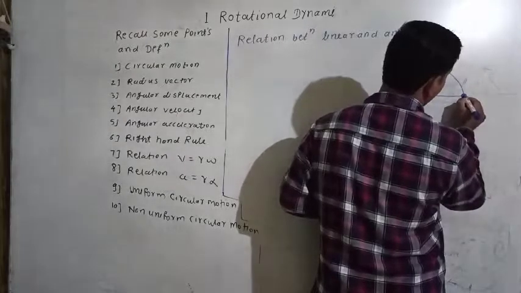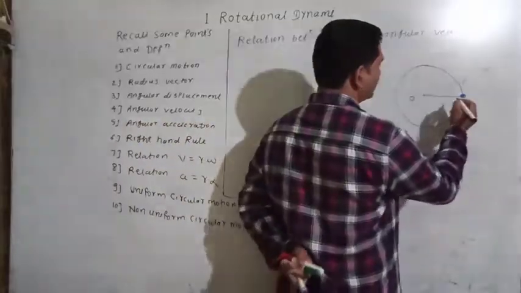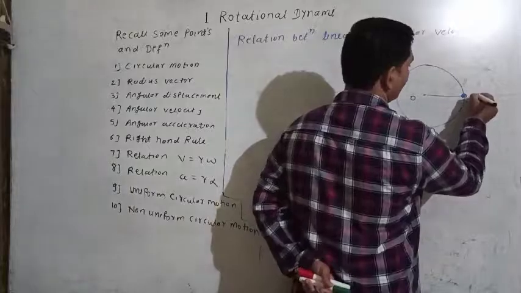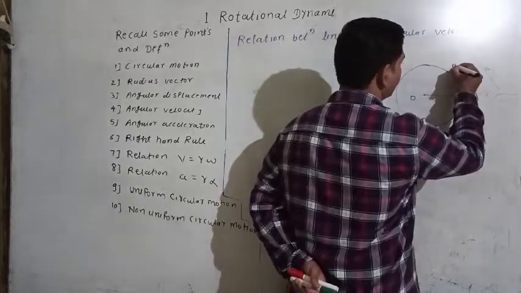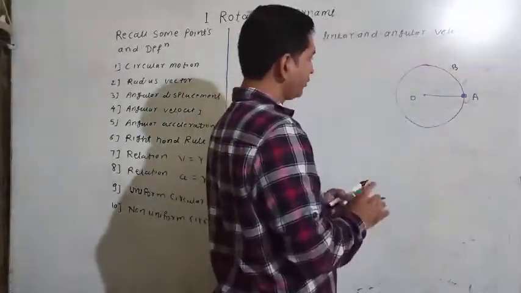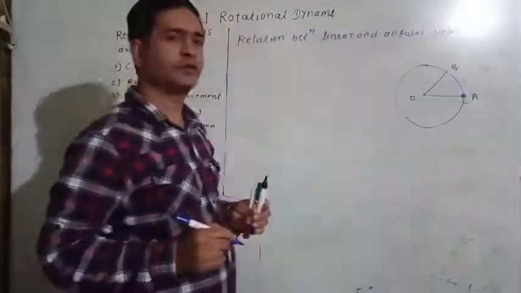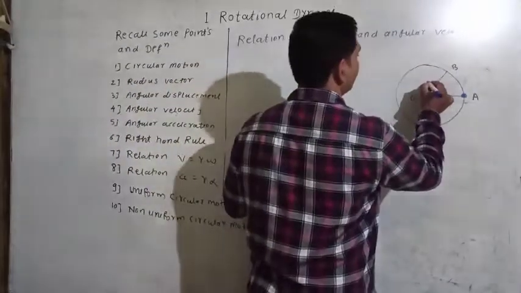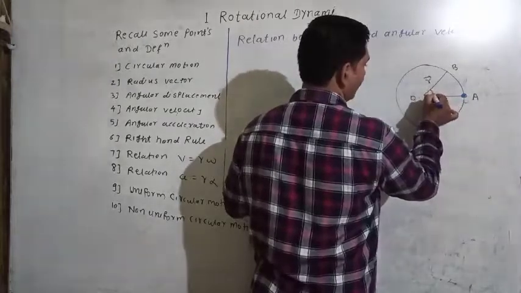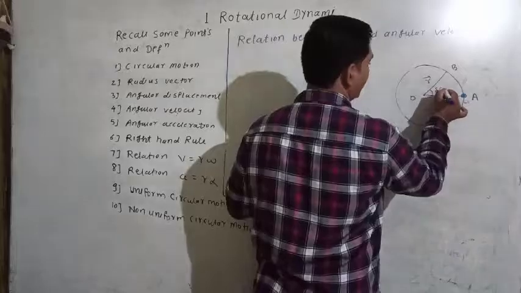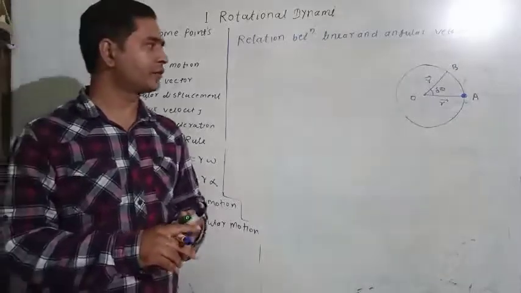Suppose this is the radius vector and this is the particle on the circumference. Suppose this particle is moved from point A to point B. At point B, I again draw the radius vector from the center to the circumference. This radius vector is R, and here we get the angle, delta theta. It is called angular displacement, the angle traced by the radius vector.